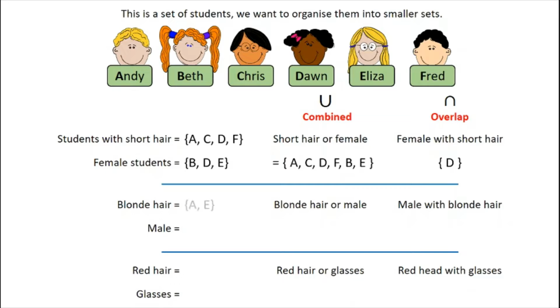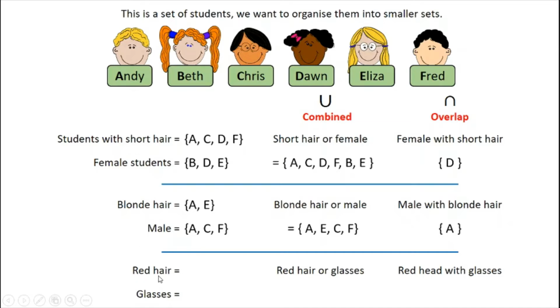Okay, we should have had Andy and Eliza having blonde hair, and Andy, Chris, and Fred all being male. Therefore, if I want the combined list, I'm just going to list all of those out. I'm going to have A, E, C, and F. It doesn't matter what order they're in, by the way. It's typical to put them alphabetical, but you don't have to. And males with blonde hair, that's just Andy.